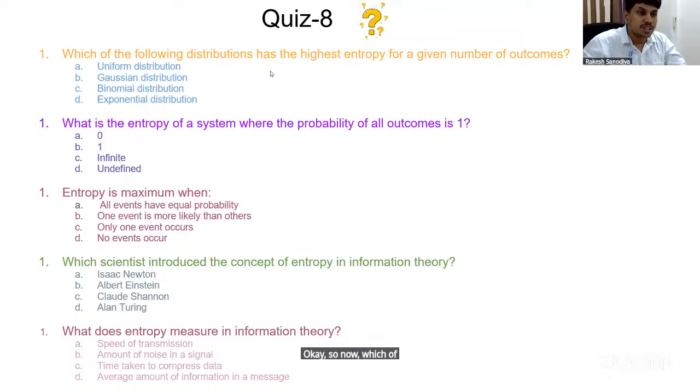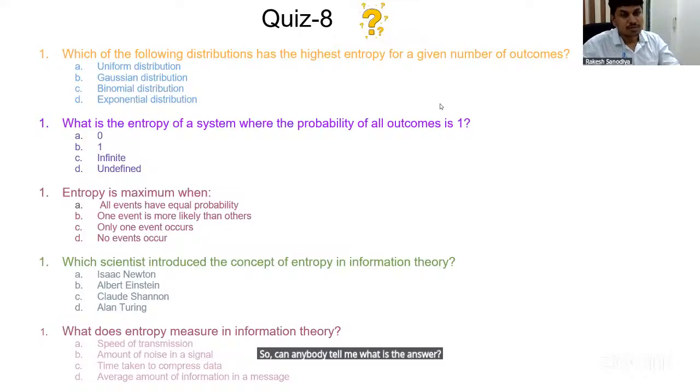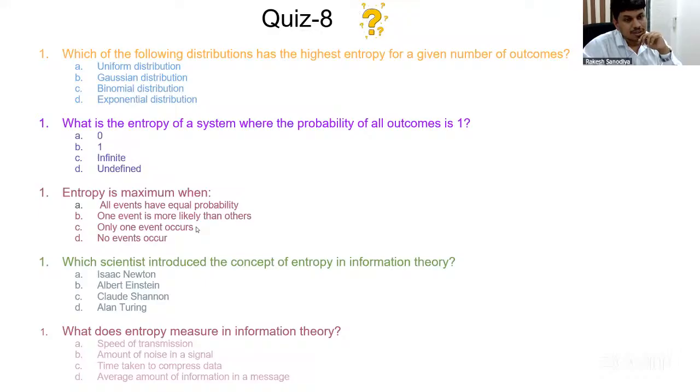Now, which of the following distributions has the highest entropy for a given number of outcomes? Can anybody tell me the answer? A is the correct answer. Uniform distribution is going to have the highest entropy. What is the entropy of a system where the probability of all outcomes is 1? Someone is saying 0. Okay, you think about it. The entropy is maximum when all events have equal probability. A is the correct answer, right?